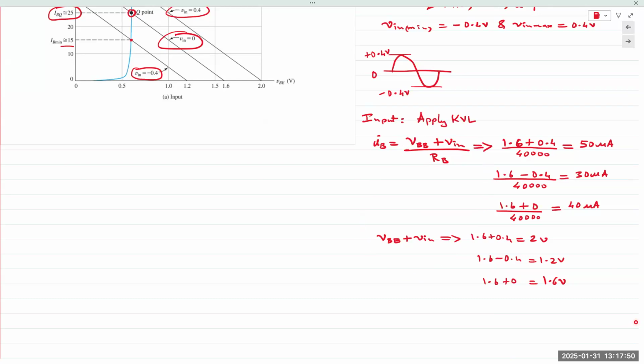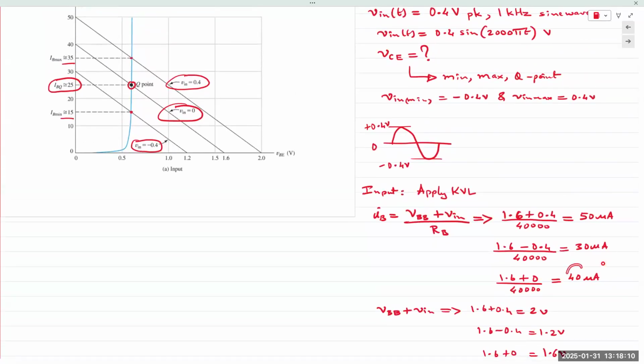And so there are three values for V in. V in equals 0, which is right here, and the max value of V in, which is plus 0.4, and the minimum value of V in, which is minus 0.4. And so you can see I obtain IB values of 30, 40, and 50 microamps. So I have the Y coordinates for the input base current. Oh, not that, sorry, this: 30, 40, and 50.